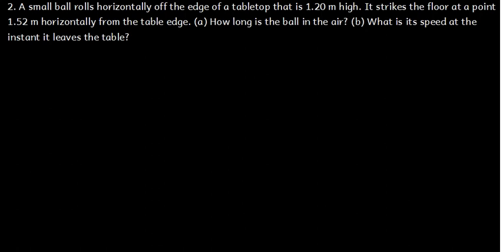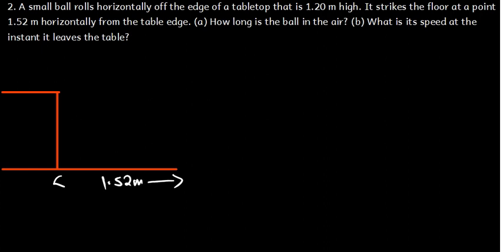Okay, so now we need first to come up with a free body diagram. So this is going to be our free body diagram in this case. So this is the first trajectory where we are going to have the range. Okay, so we have been told that the range is 1.52 meters. Then how high the table is, 1.2 meters. Now this small ball is thrown from here going there.